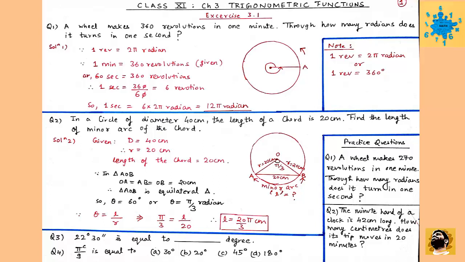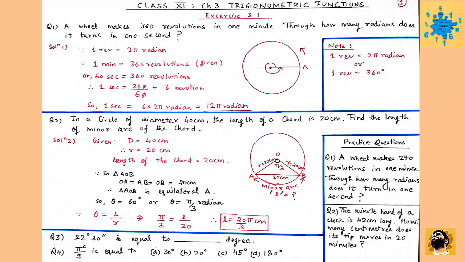As you can see on your screen, I have drawn a circle in which I have taken a chord AB, which is equal to 20 centimeter. Here in the circle, we have a center O. So OA and OB are radii of the circle, and we know that the radius is equal to 20 centimeter. So you can clearly see that in triangle AOB, all the sides are equal, that is OA is equal to AB is equal to OB. They all are 20 centimeter each.